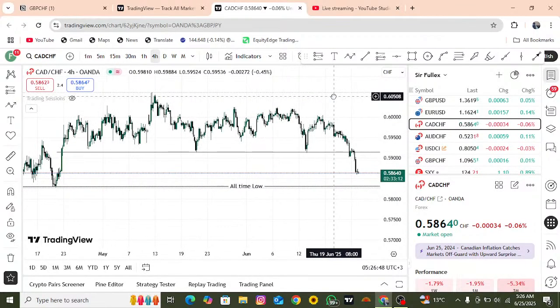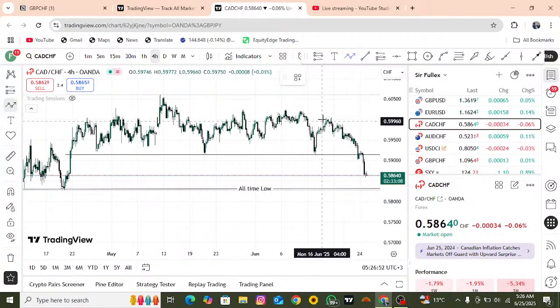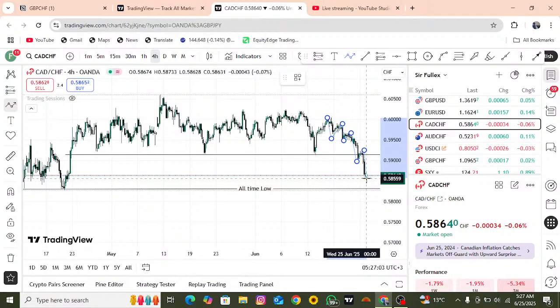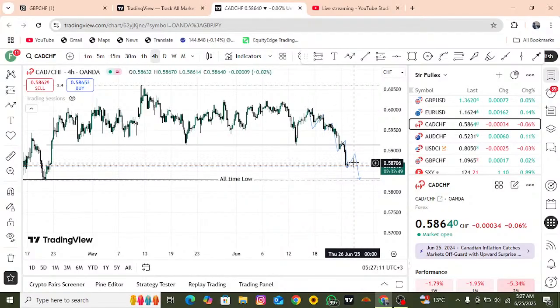So yeah, price making really nice moves, breaking internal structure. Now you're here. If you get a small retracement, then perhaps you might be able to come and tap the low. All right, so that's what I'm seeing there.